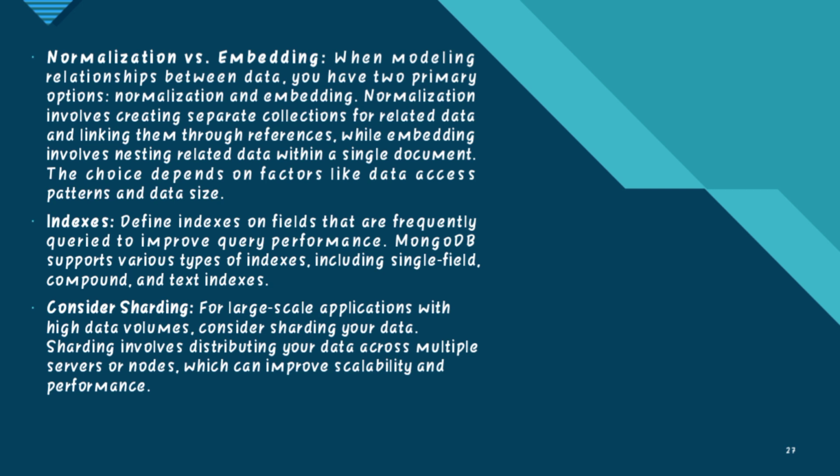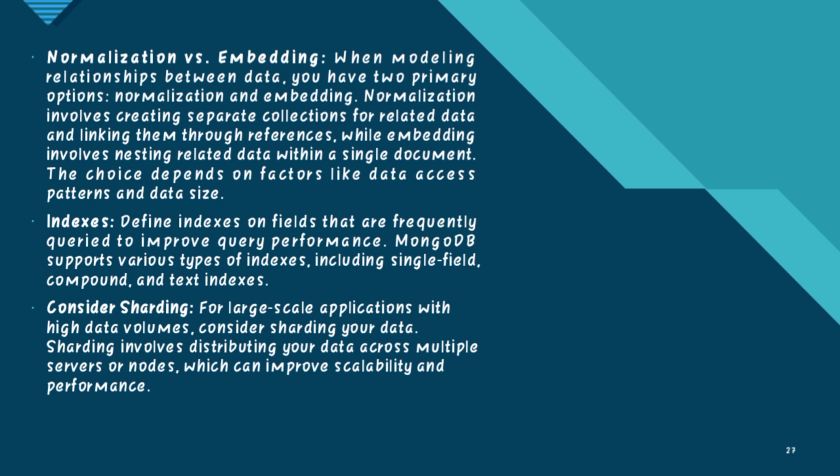Normalization versus embedding. When modeling relationships between data, you have two primary options: normalization and embedding. The first one is normalization. This involves creating separate collections for related data and linking them through references, while embedding involves nesting related data within a single document. The choice depends on factors like data access patterns and data size.